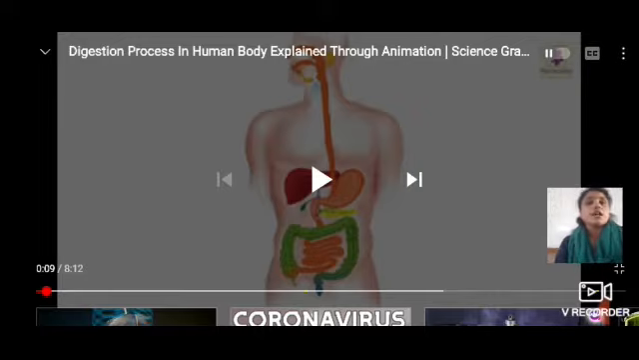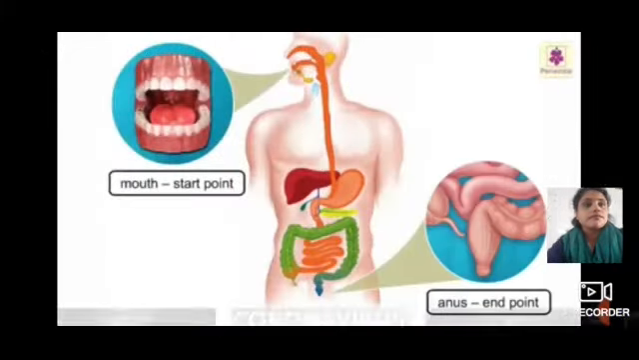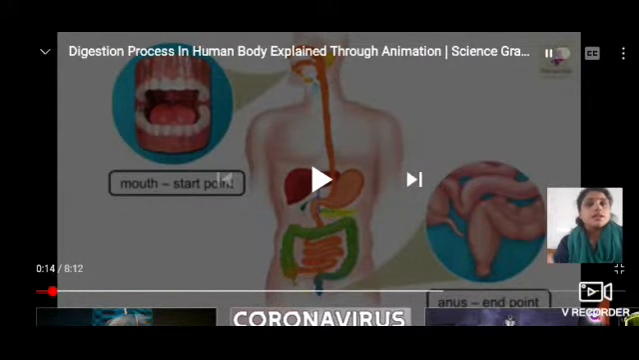Okay students, now I am showing you one video about the digestive system. Now you can see, the journey of food begins at the mouth and ends at the anus. As you know, the digestion begins in the mouth and ends in the small intestine. But the journey of food starts at the mouth and ends at the anus.